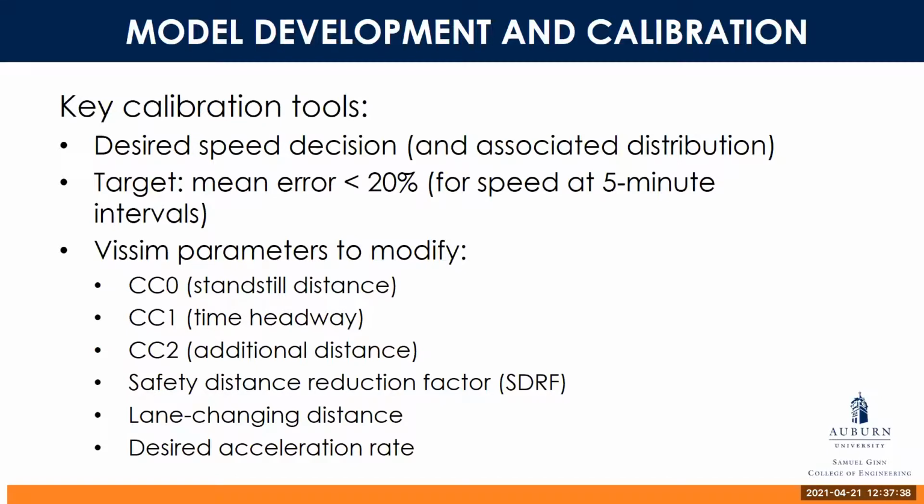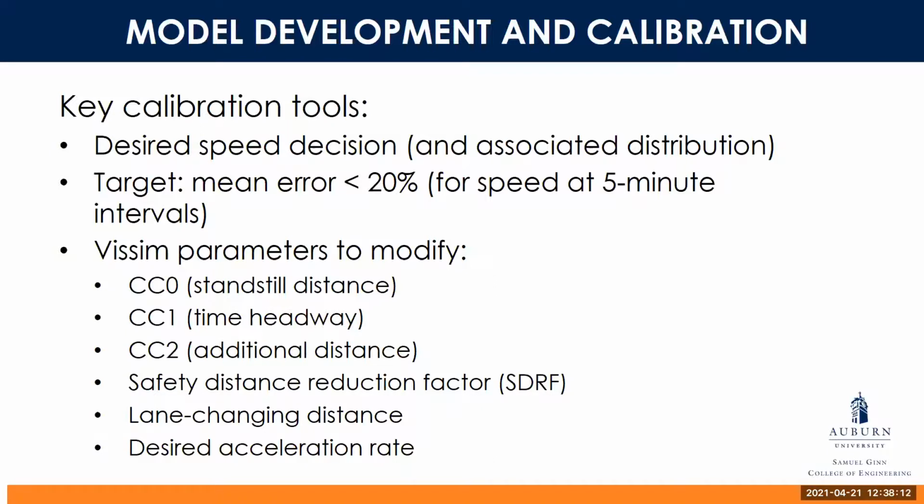So for the folks who are really interested in the calibration parameters that were looked at, this is a little deeper dive here. These are the items that we looked at for conducting calibration, or key tools within the VISSIM software that were used. One is the desired speed decision tool to force speeds to replicate what's in the field. Our target was that the mean error in speed was less than 20% in terms of deviation from the actual field measured speed, comparing that with the speeds that were produced by the simulation models.